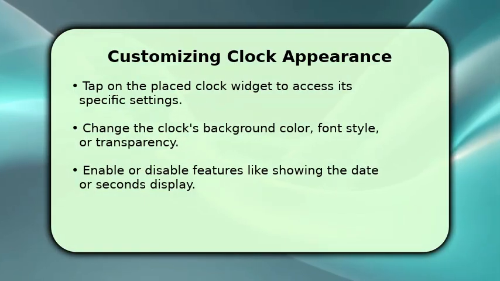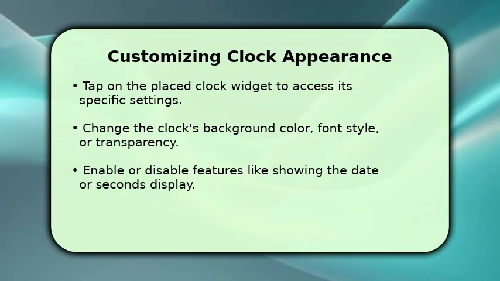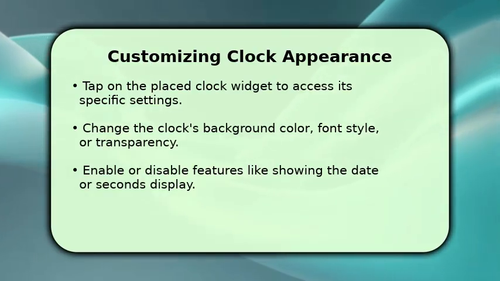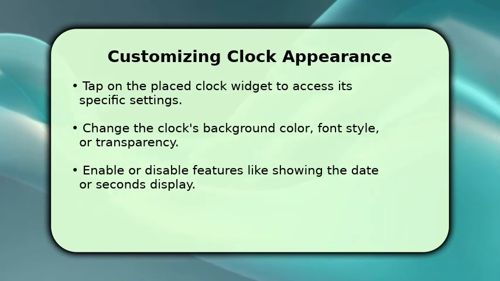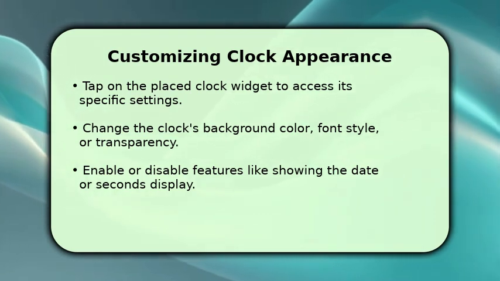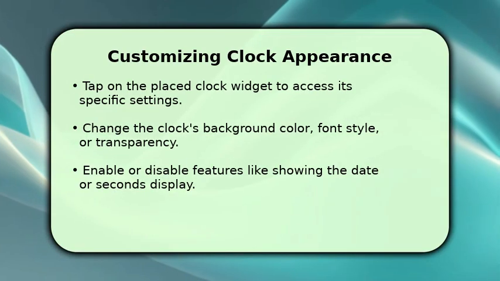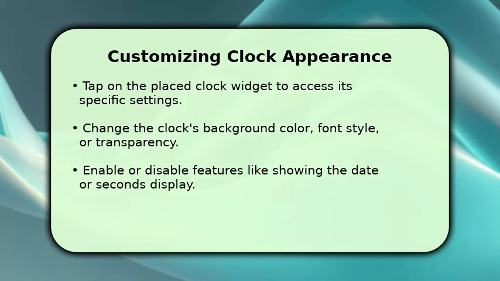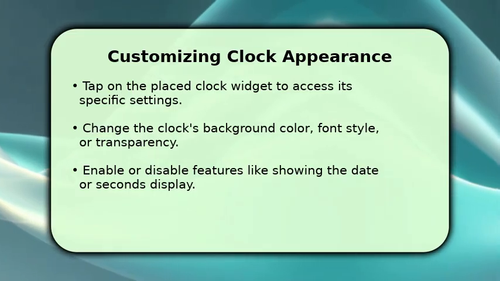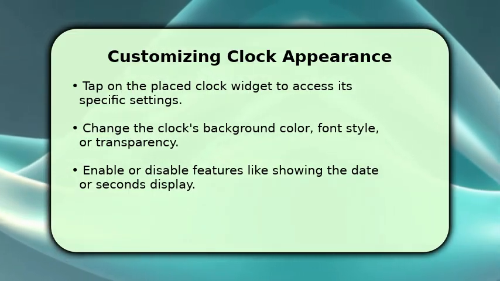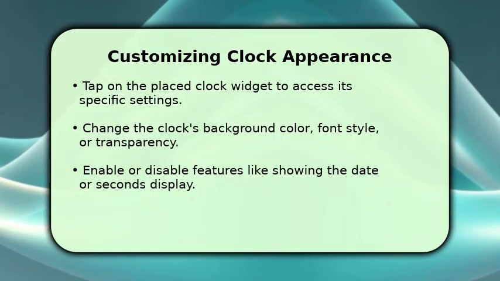After placing your clock widget, you can often customize its appearance further. Just tap on the clock itself to open its individual settings. Here, you might find options to change the background color, adjust the font style, or even modify its transparency. Some clocks also allow you to enable or disable the date display or show the seconds, giving you full control over its look.